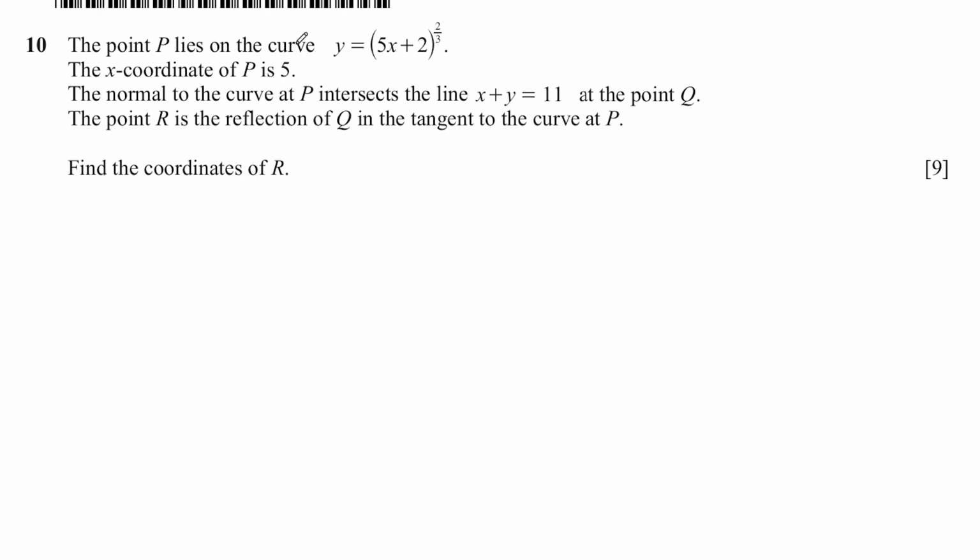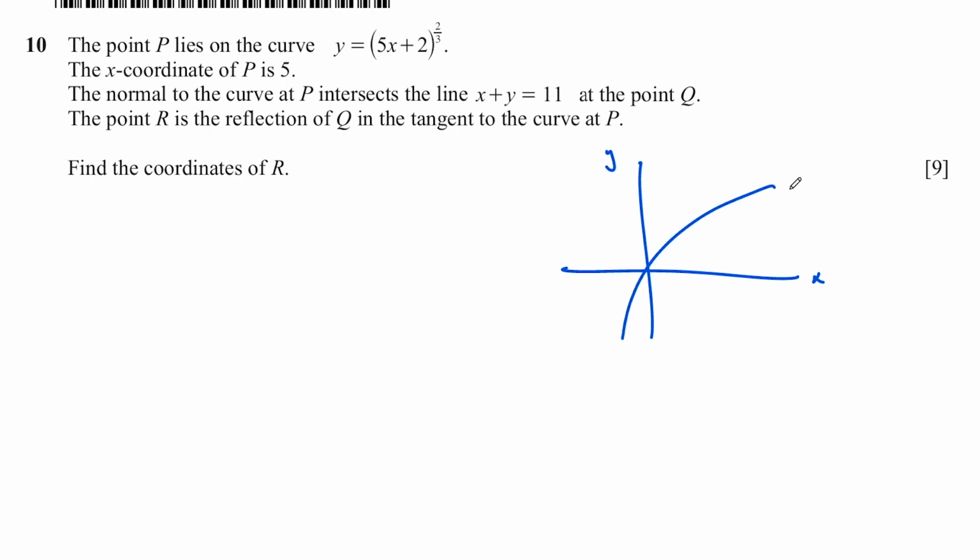Right, point P lies on this curve and the x-coordinate of P is 5. The normal to the curve at P intersects this line at point Q. Point R is the reflection of Q in the tangent to the curve at P. So let me try and sketch this situation out. The Cartesian plane. We have a curve. I'm not sure what this curve looks like, so I'm just going to simply sketch it.